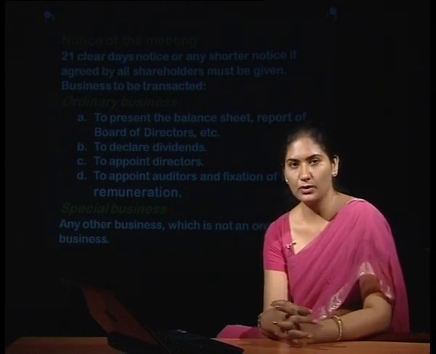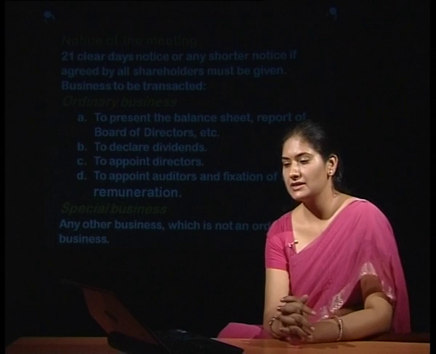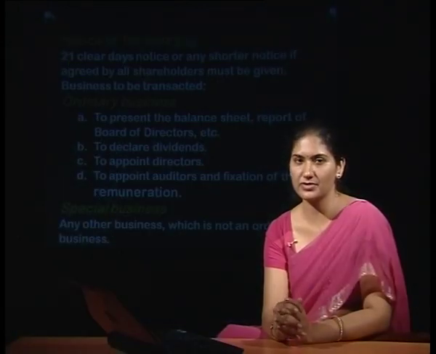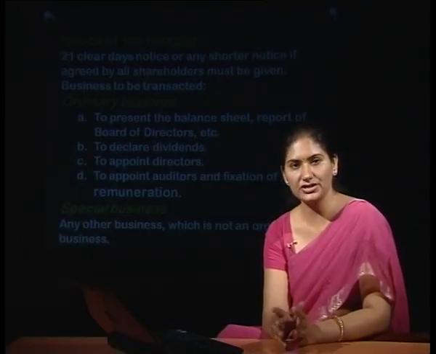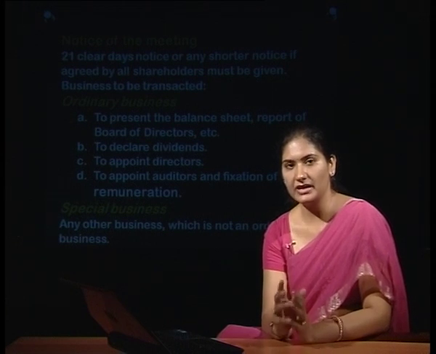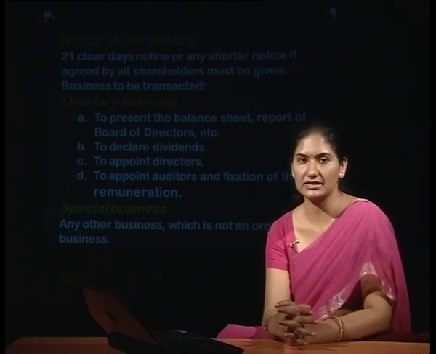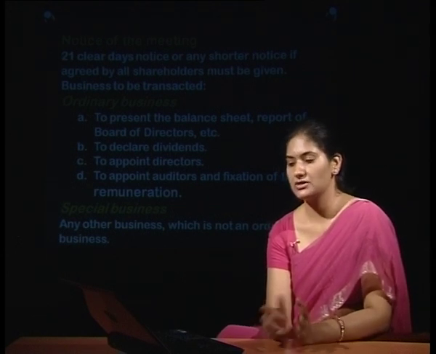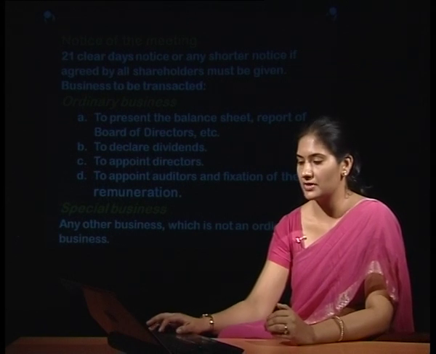Now, let us first see what is an ordinary business. Number 1 is presenting the balance sheet, report of directors, etc. Second, to declare the dividends. Third, to appoint the directors, and fourth, to appoint the auditors and fixation of their remuneration. So, these 4 kinds of ordinary business are there, which will be the agenda for every AGM. If anything extra is to be discussed, then it will be included in special business. So, any other business which is not an ordinary business would be a special business.